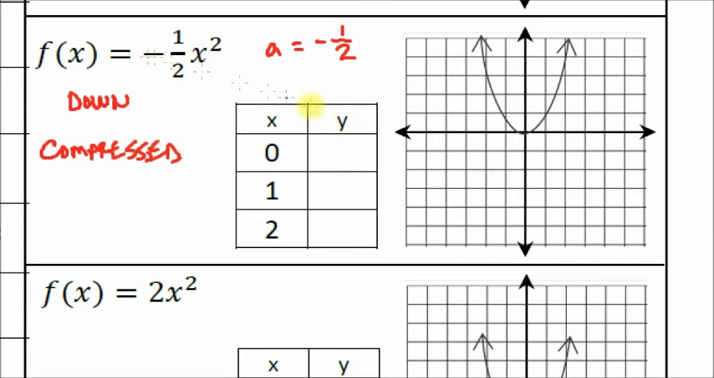Plug in 0 here, you're going to get 0. Plug in 1, you're going to get -0.5. Plug in 2, you're going to get -2. Let's go ahead and graph those. I put the parent function on here for you now so you can see how it changes. So let's go ahead and do that. We got (0, 0). At 1, it's -0.5. At 2, it's -2.